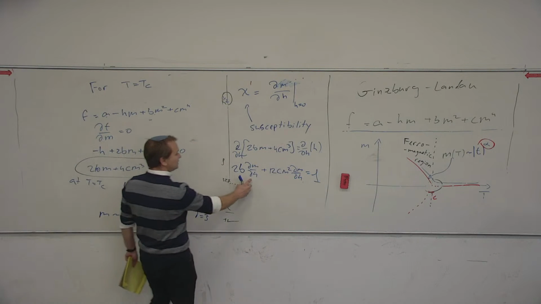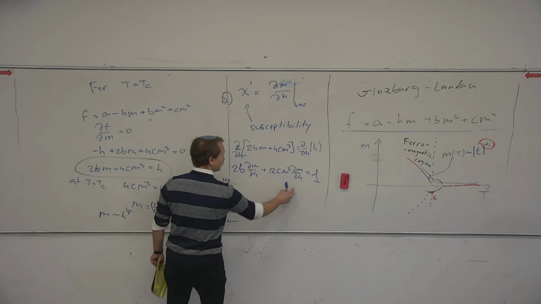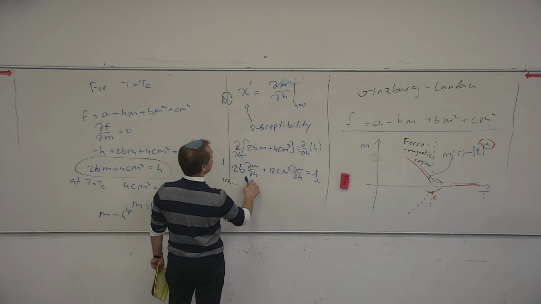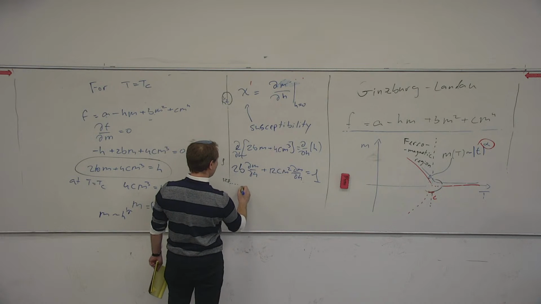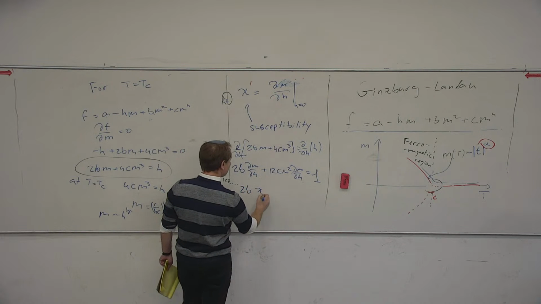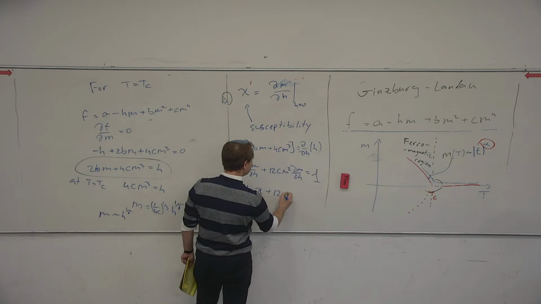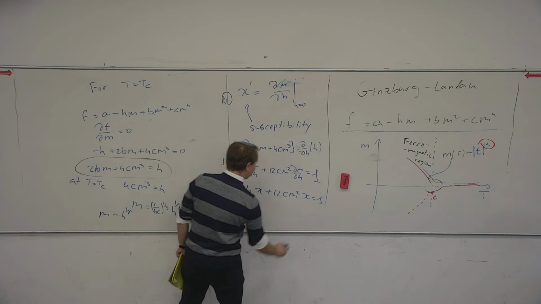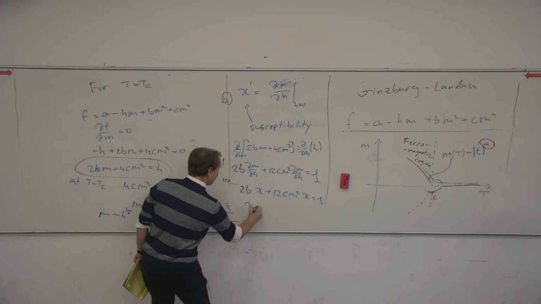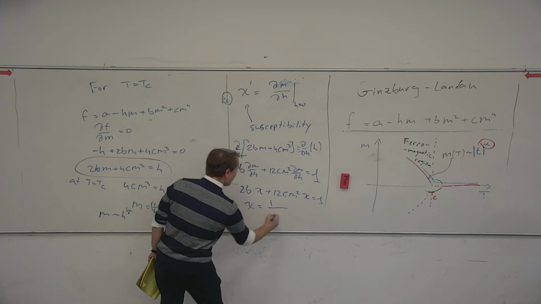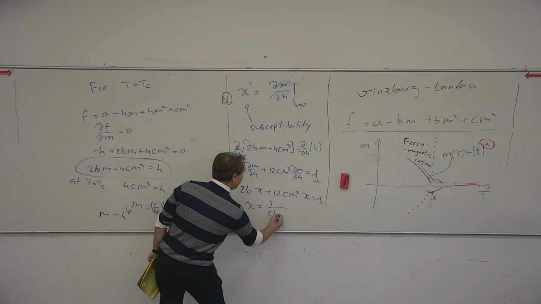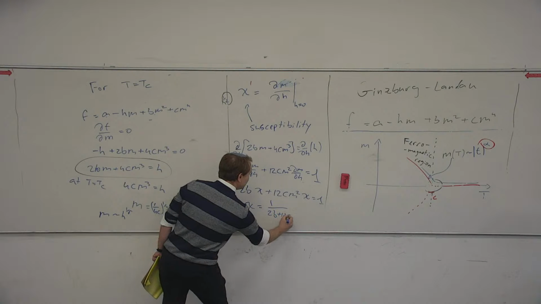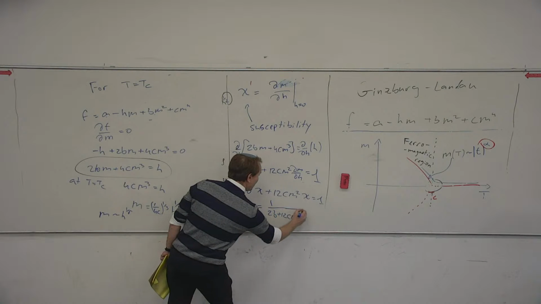Now, what is dm/dh? This is the susceptibility, right? So we have 2b times the susceptibility plus 12c m to the second power times the susceptibility equals 1. So the susceptibility equals 1 over 2b plus 12c m squared.